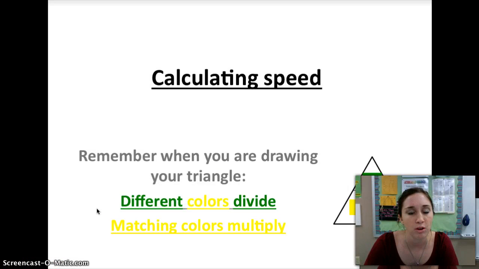I just wanted to help you out with your advisory lesson today. We're going to learn how to calculate speed, or you should already know how to do this. It should be just a review. Remember that whenever you have a speed problem, you need to set up your formula triangle. Whenever you set up your formula triangle, remember this rule: different colors divide, so green and yellow, you're going to divide, and matching colors multiply. So whenever you have two next to each other, two yellows, that's whenever you're going to multiply.